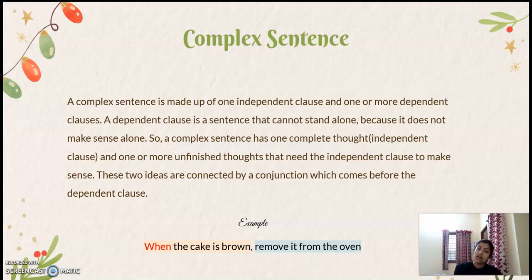These two ideas or these two thoughts are connected by a conjunction which comes before the dependent clause. For example, when the cake is brown, remove it from the oven. Remove it from the oven is an independent clause. It's one finished thought. When the cake is brown is a dependent clause. If someone told you just when the cake is brown, you wouldn't know what to do. So you need something else to understand. When is the conjunction and it's coming before the dependent clause when the cake is brown.